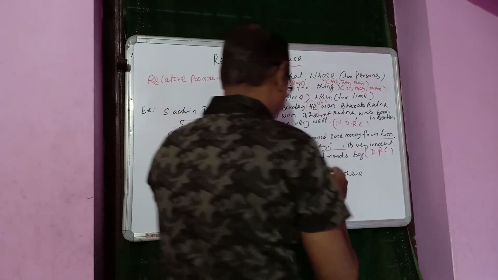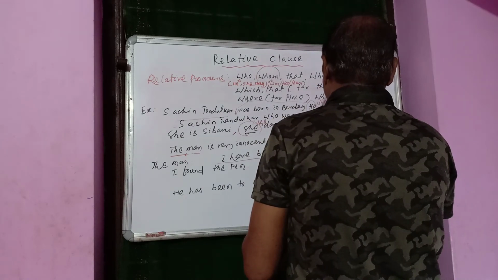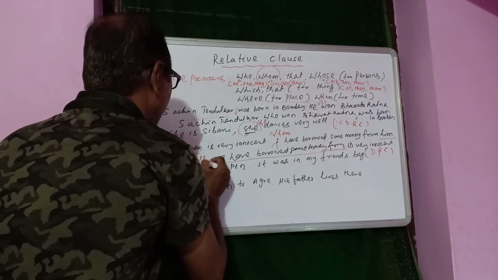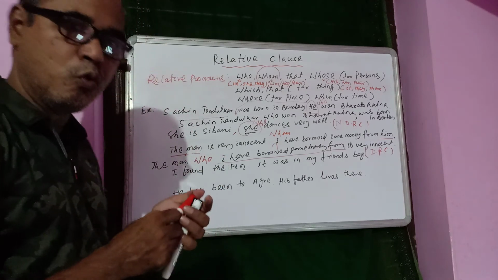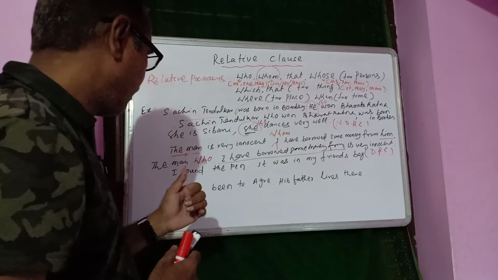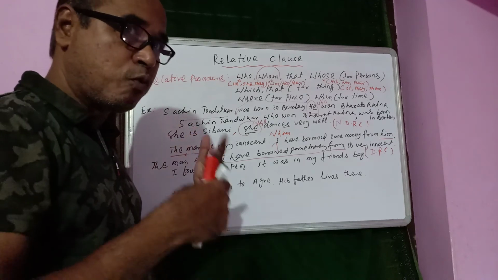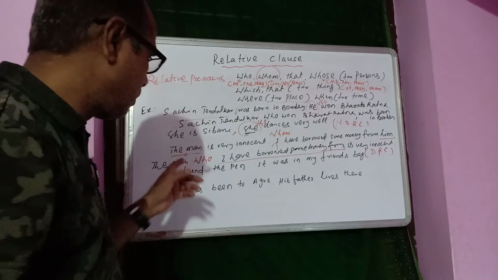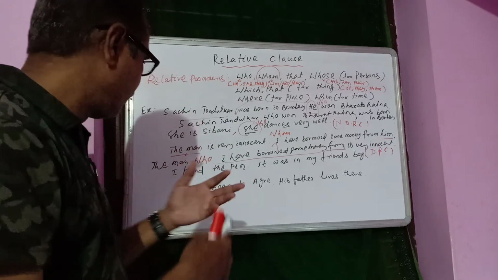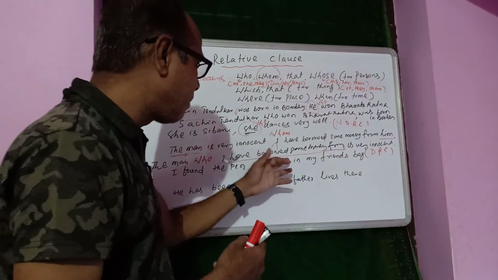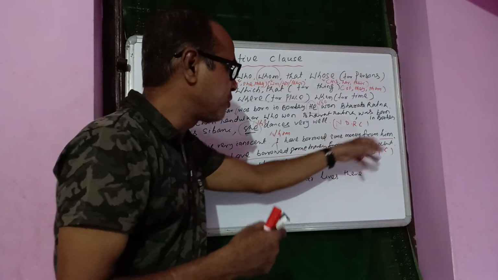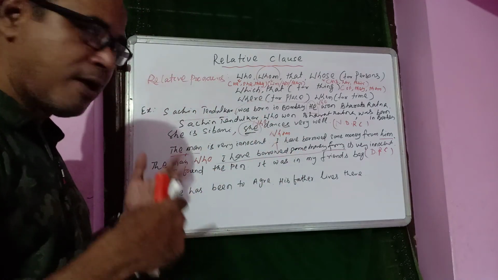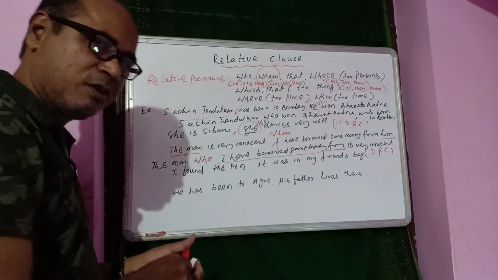In modern English we can also write who instead of whom. In spoken English, it is an informal use. In the informal case, we can use who in the place of whom. The man who I have borrowed some money from is very innocent. This is also a defining relative clause. Are you clear? Now come to the next example.